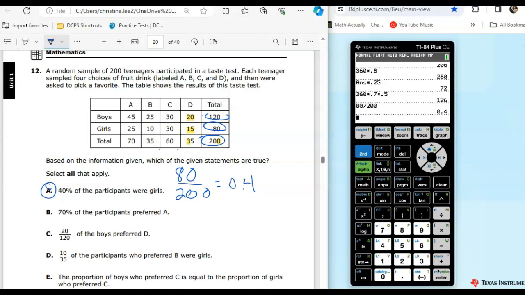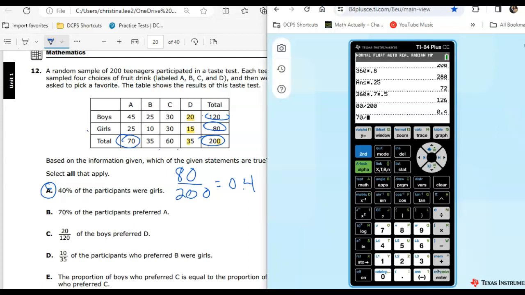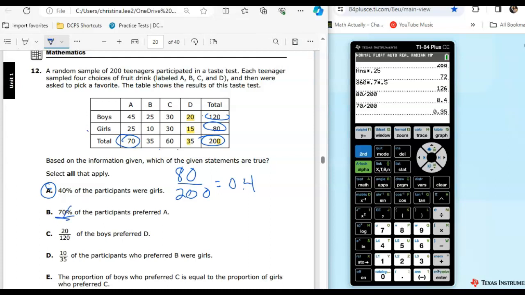B, 70% of the participants preferred A. So 70 of the participants liked A, but that's not 70% because it would be 70 out of 200, which would be 35%, right? But that's not 70%. So 70, not 70%. So this is not true.